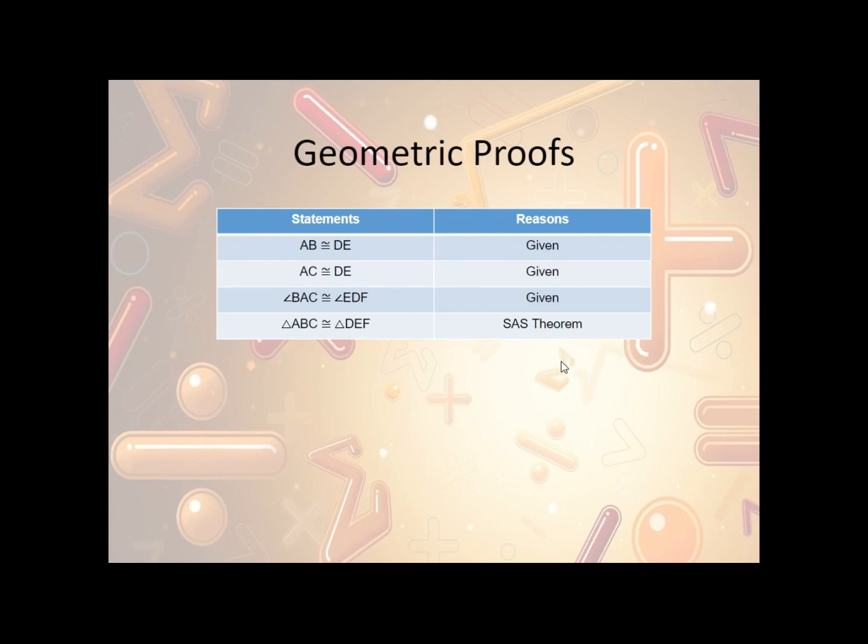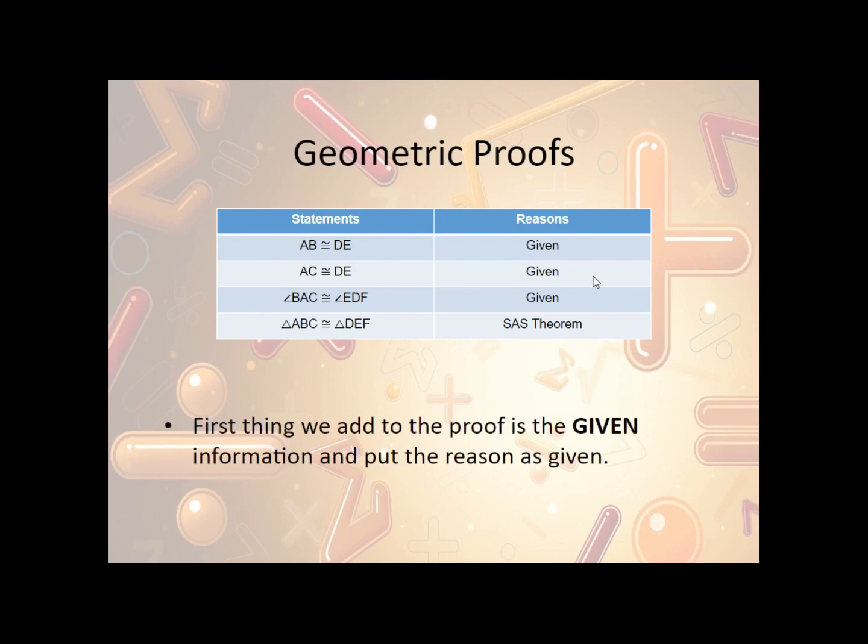This is an example of a geometric proof. So it says AB is congruent to DE, and we have our reason as given. Given information is the information that they told us. So whether it's a marking or they state it in words, whatever it is, the given information is stuff that we didn't have to figure out on our own. It was told to us.